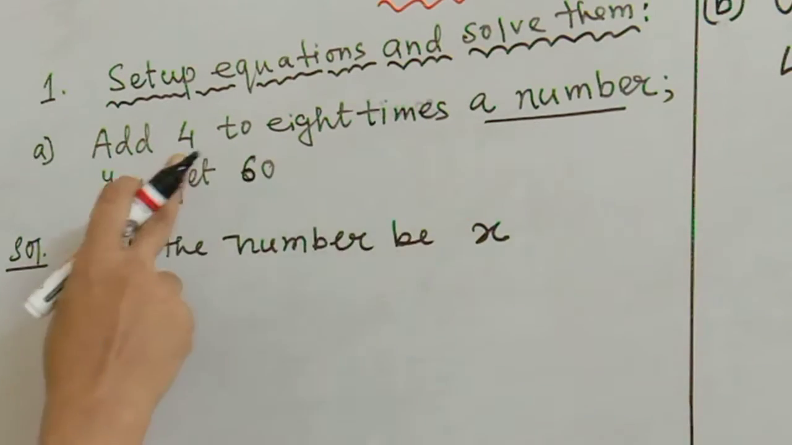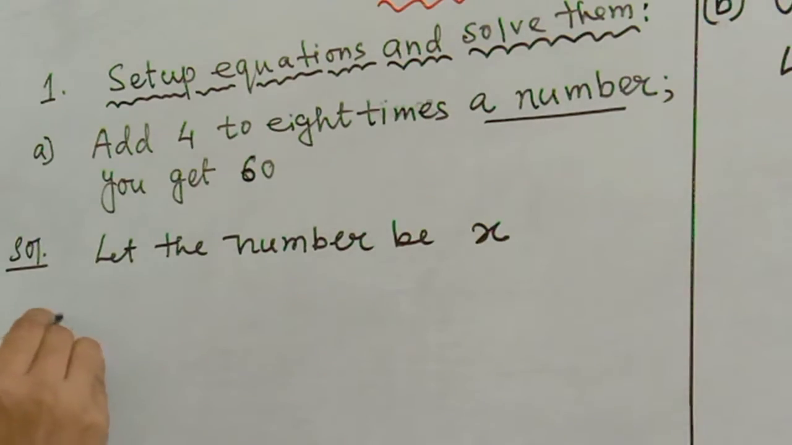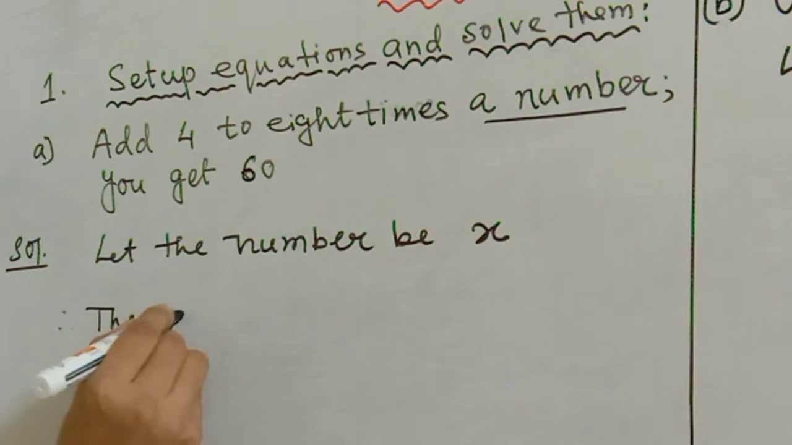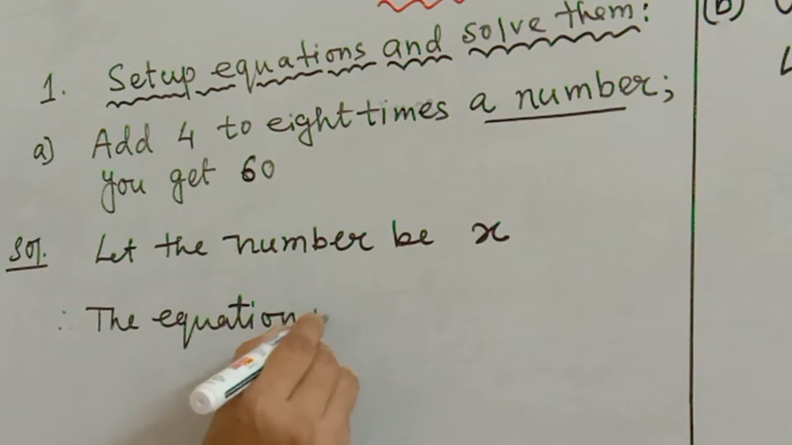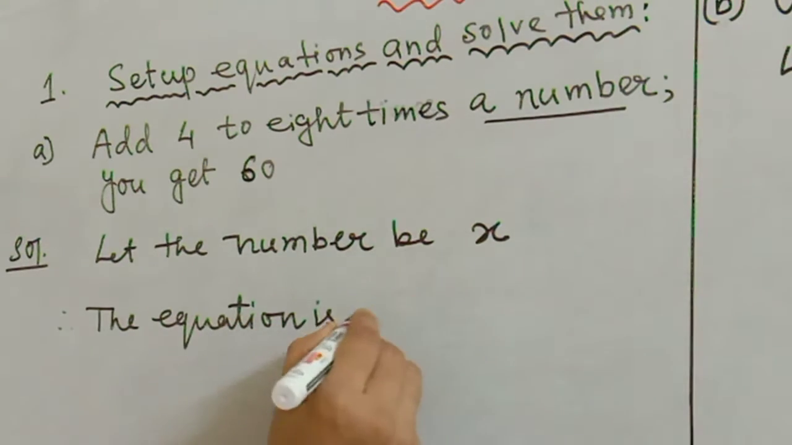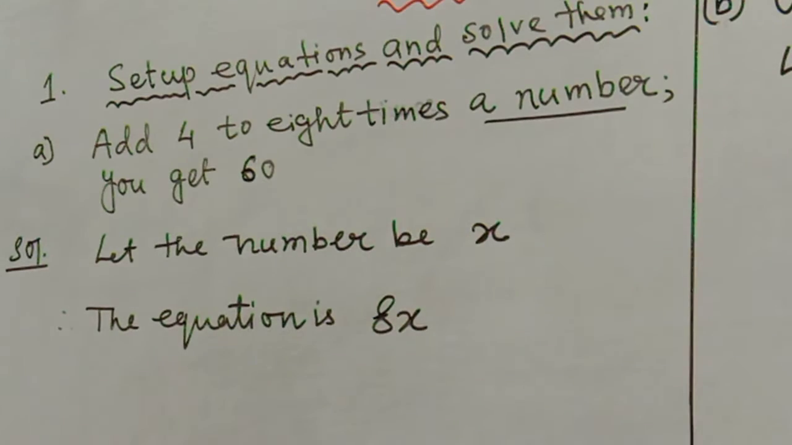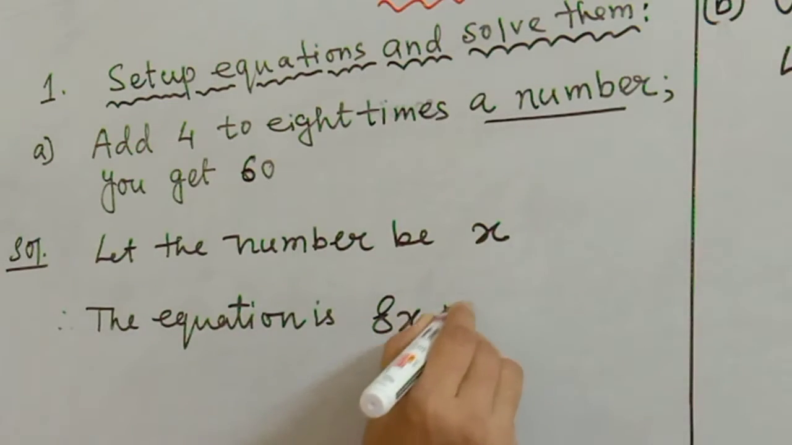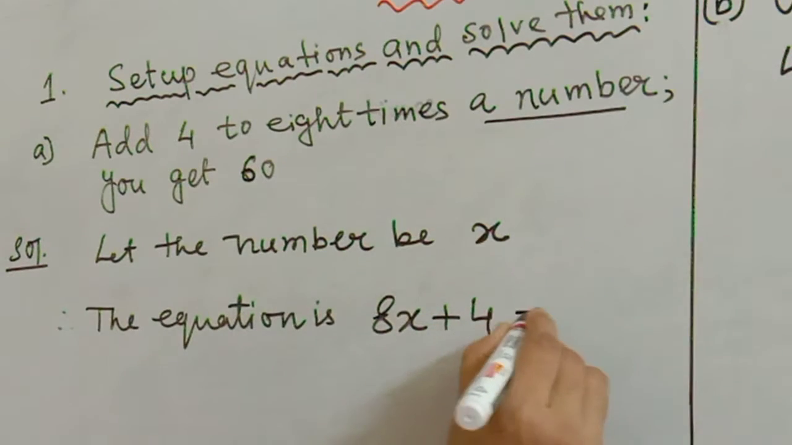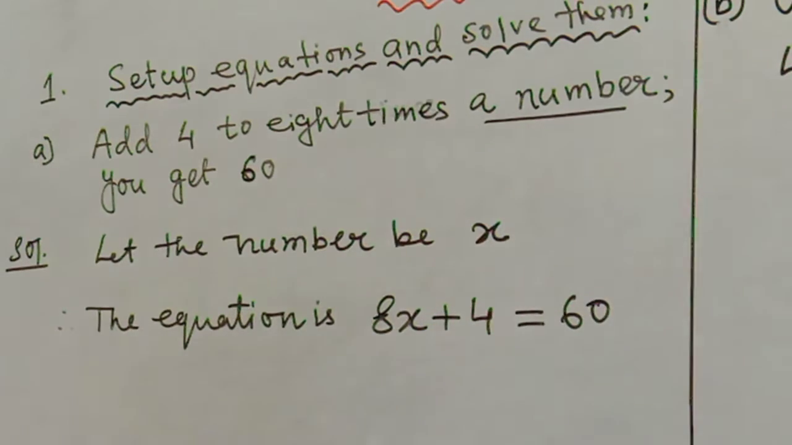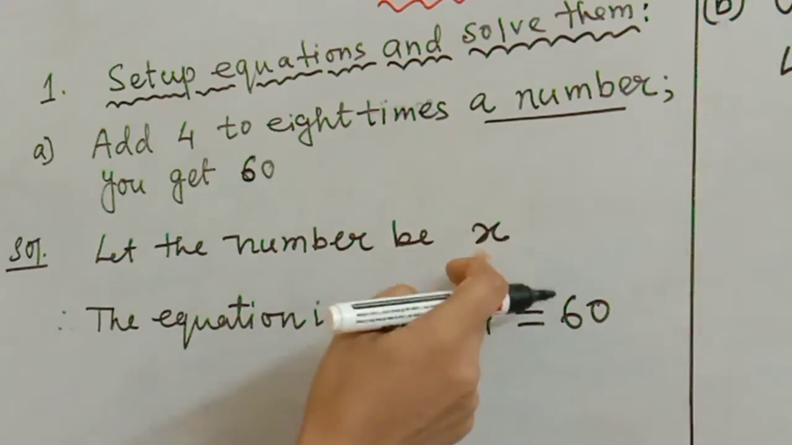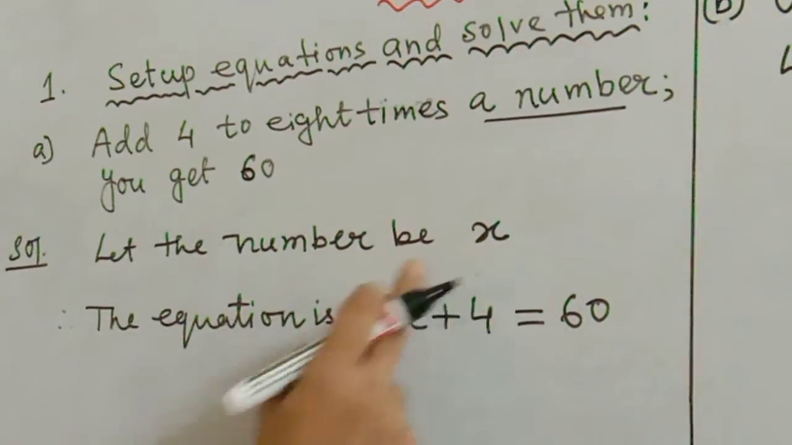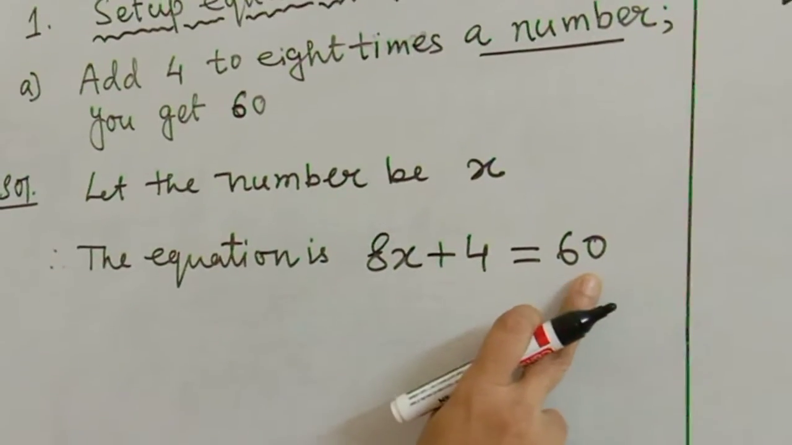8 times a number, you have to add 4 to that. Therefore, the equation is 8 times a number, that means 8x, add 4 to it and the result is 60. So this is the equation. If you take a variable of your choice, x, y, z, whatever you want, then 8 times the variable plus 4 gives you 60.